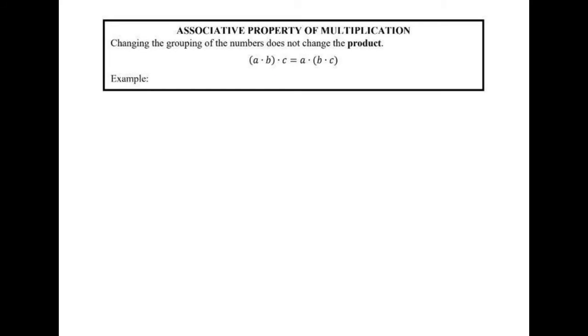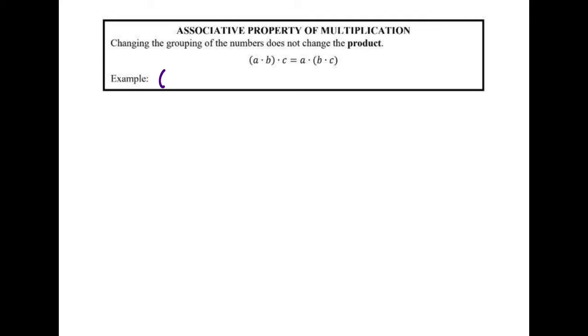So this is what the associative property looks like when you write it out using letters or variables. And we'll get to variables later, but A, B, and C just represent any number. And you can see that you move the parentheses around.